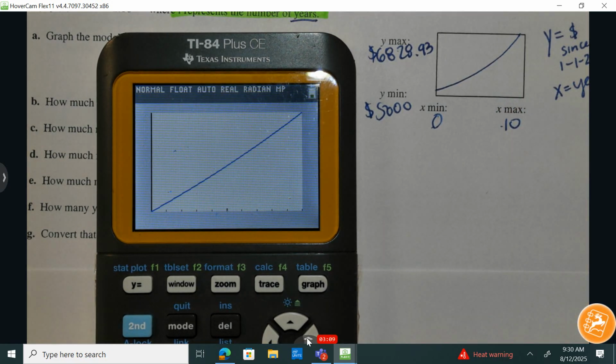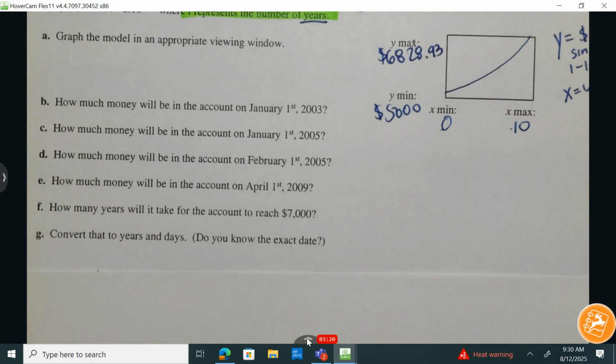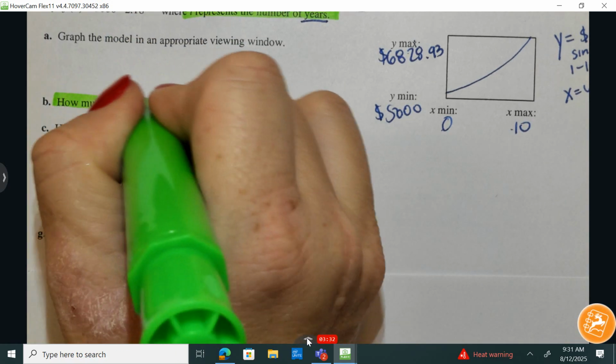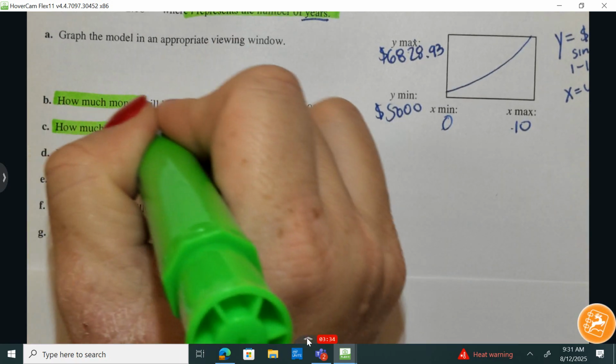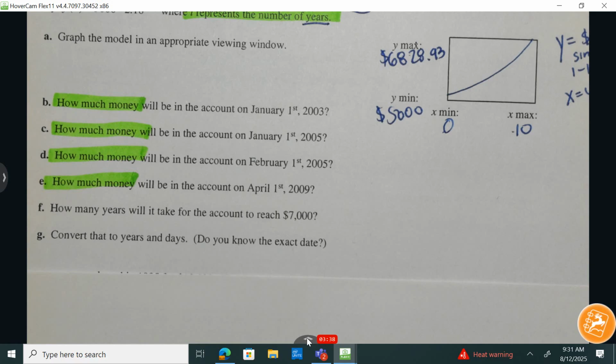I already have A done. I've put it into a window. I've stated what my window is for X and Y minimum and vice versa, and then I have graphed it. Good to go. All right, now we're taking that highlighter back out. And we are going to highlight what we're trying to find. We're going to underline what we're given. Two different things. So please write how much money, highlight it. Anytime you say how much money, 4 times in a row, how much money. That's what I'm trying to find.